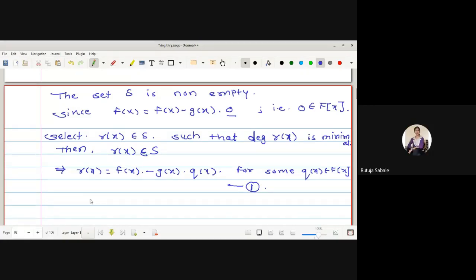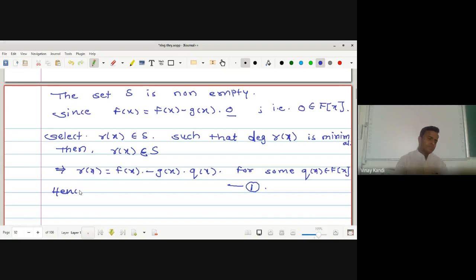Okay, any doubt? No, sir. Hence, this f of x is equal to g of x into q of x plus r of x. काय घेतलं ही टर्म राईट हँड साइडला घेतली का?